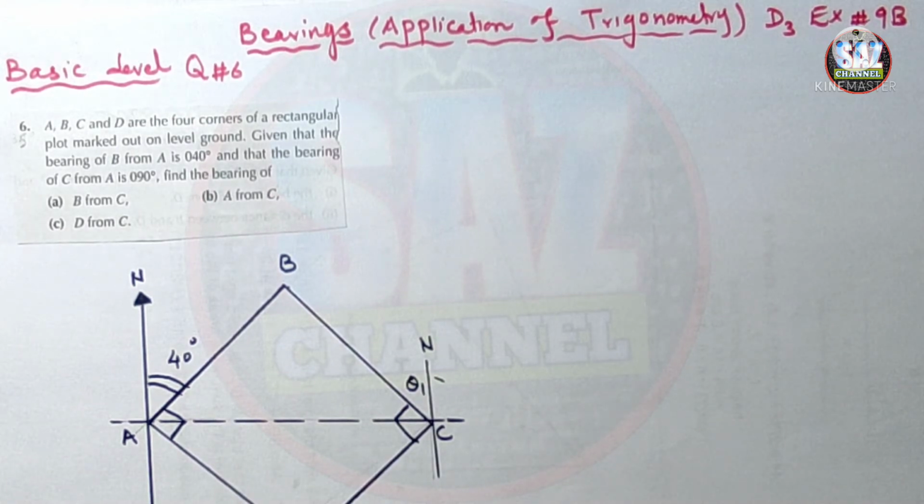This is my sixth lesson of D3 chapter number 9, exercise 9B, that is about bearings and the application of trigonometry in the real world.